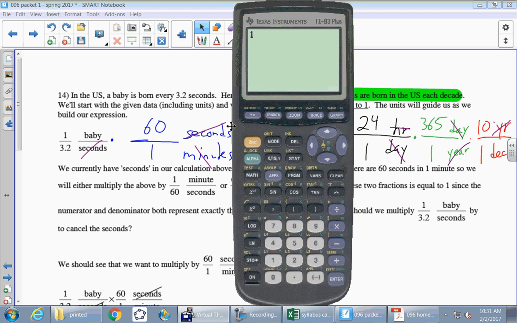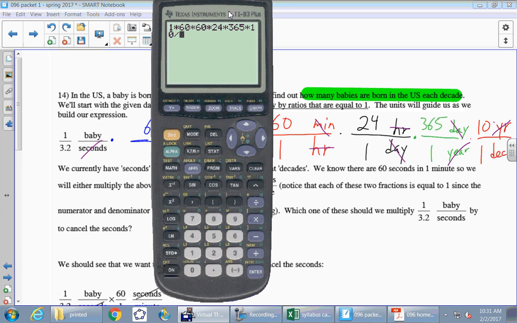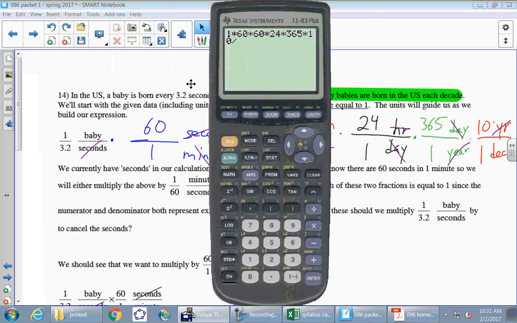I'm just going to multiply straight across all the numerators first. 1 times, and then we've got 60 times 60 times 24 times 365 times 10. That's all in the top. Divided by, now the only thing that contributes on the bottom is what number? It's the 3.2, because everything else is times 1 times 1 times 1. That doesn't always happen, but in this case, the whole bottom is just 3.2 times a bunch of 1s. That was given. It said 1 baby every 3.2 seconds.